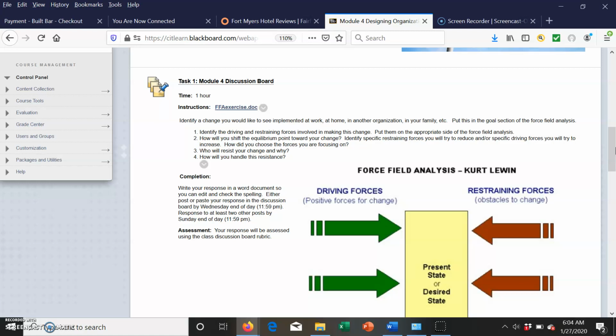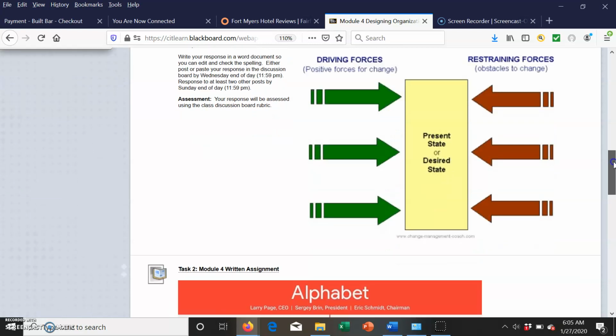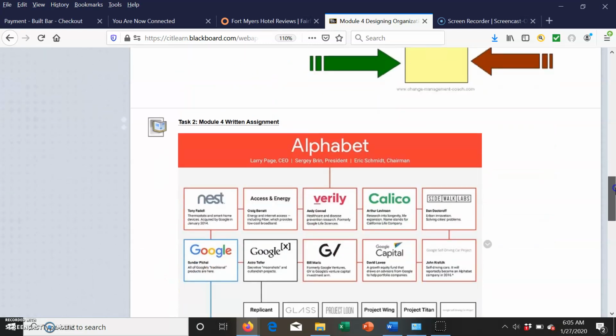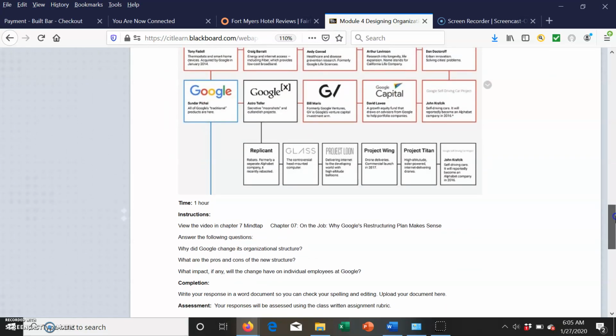Number 3, who will resist? So that's the restraining forces. And how will you deal with it? So share those. They don't have to be real detailed or real personal. Share those with each other so you can get some ideas of what other people are trying to change and what they're dealing with.